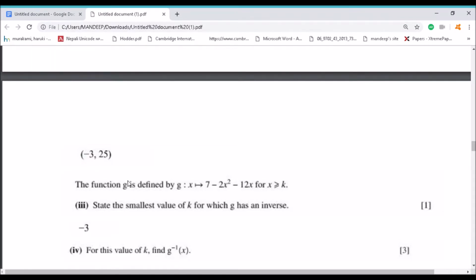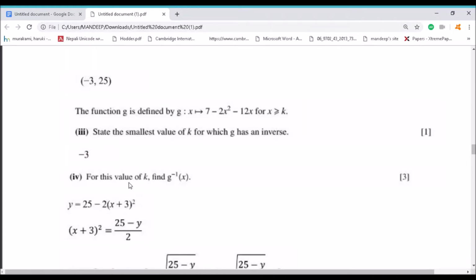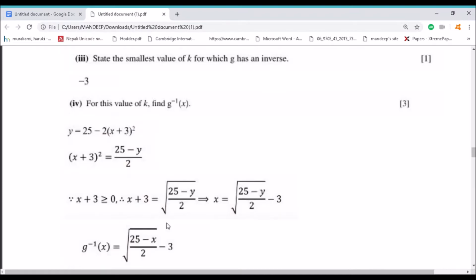So the function g is defined, g(x) equals 7 minus 2x squared minus 2x for x greater than or equal to k. It's the smallest value of k for which g has an inverse, so it's minus 3. So question number 4. For this value of k, find g inverse x. So we have y equals 25 minus 2(x plus 3) squared. So (x plus 3) squared is going to be (25 minus y) divided by 2. It's just rearranging in the form.